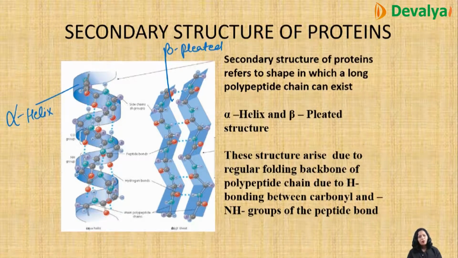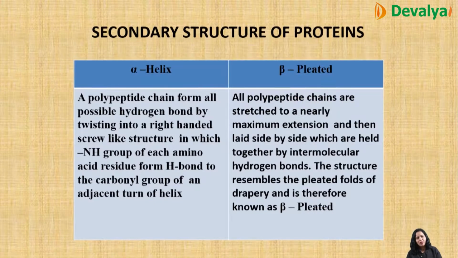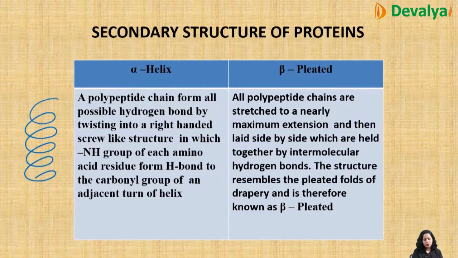Why do they fold? Because hydrogen bonding occurs between C double bond O, that is the carbonyl, and the NH group of the peptide chain. So, if they form the hydrogen bond, then the primary structure, which was a straight structure, will coil up, and it can give the alpha helix and beta pleated. A polypeptide chain forms all possible hydrogen bonds by twisting into a right-handed screw-like structure, this way.